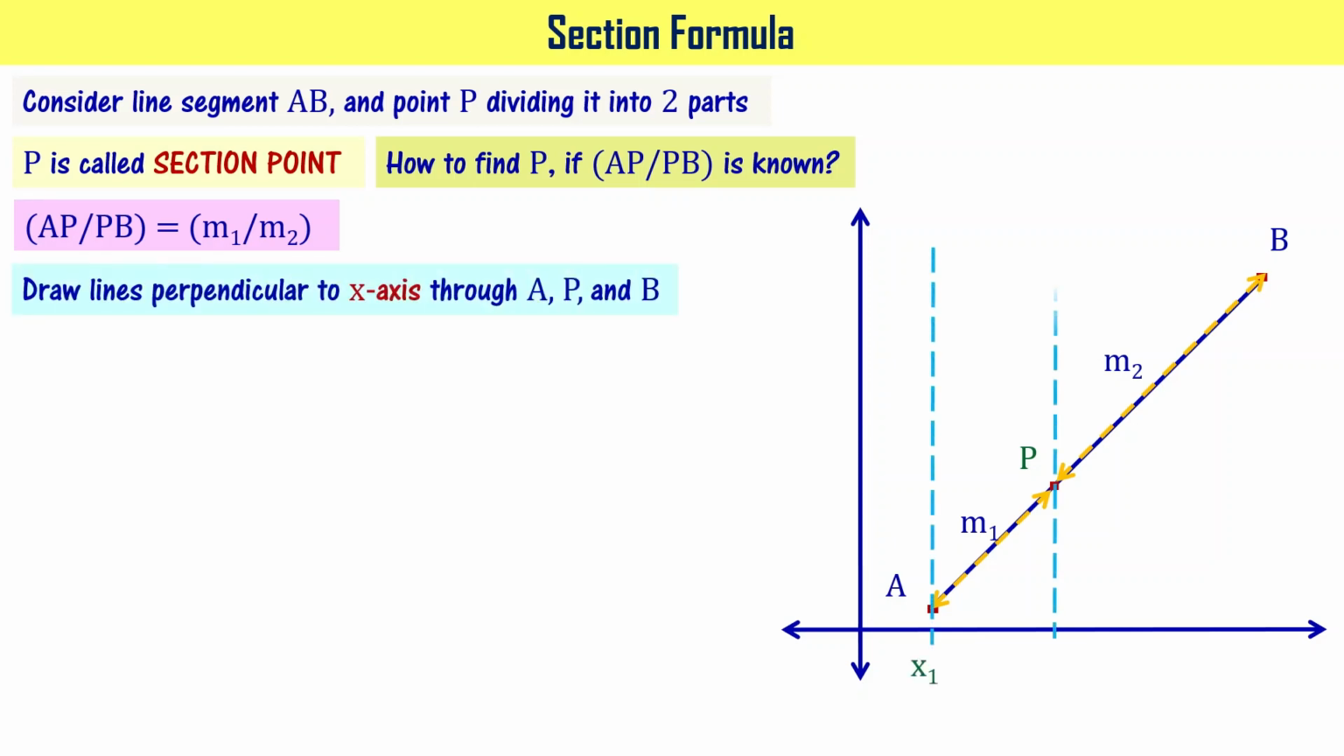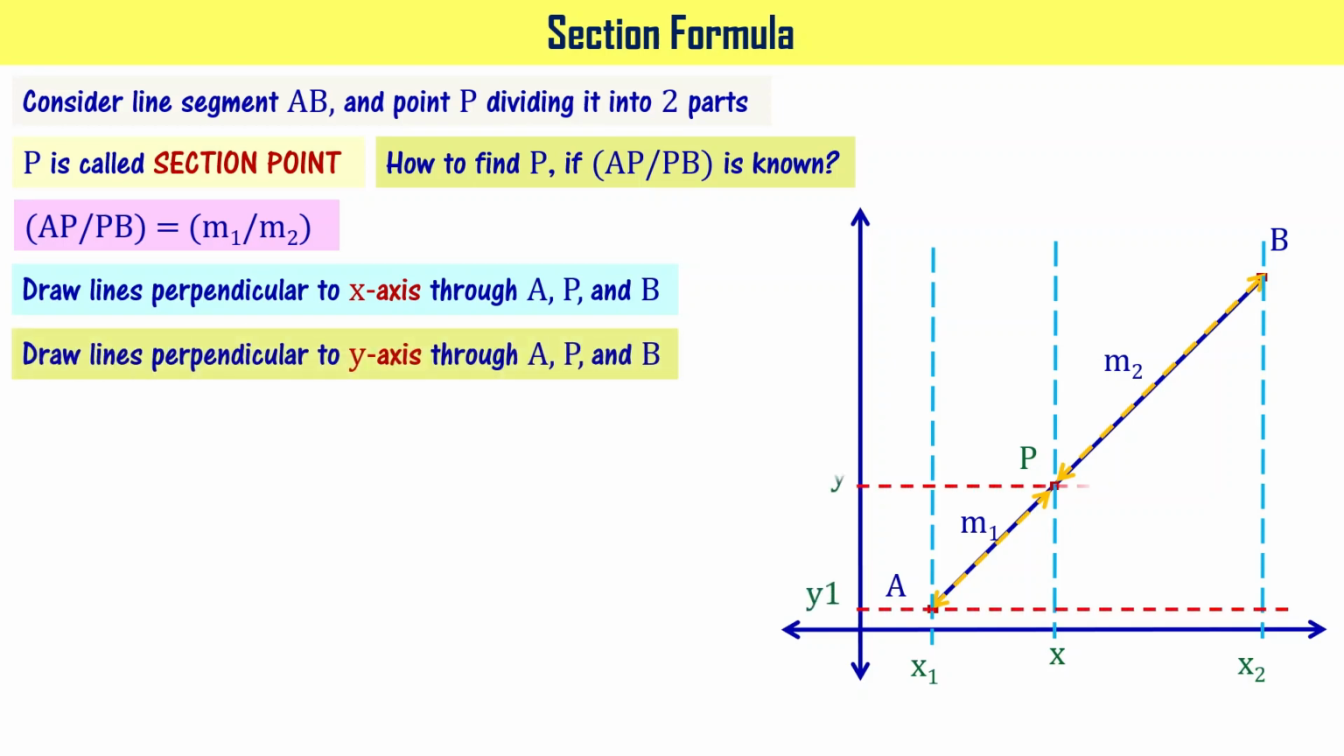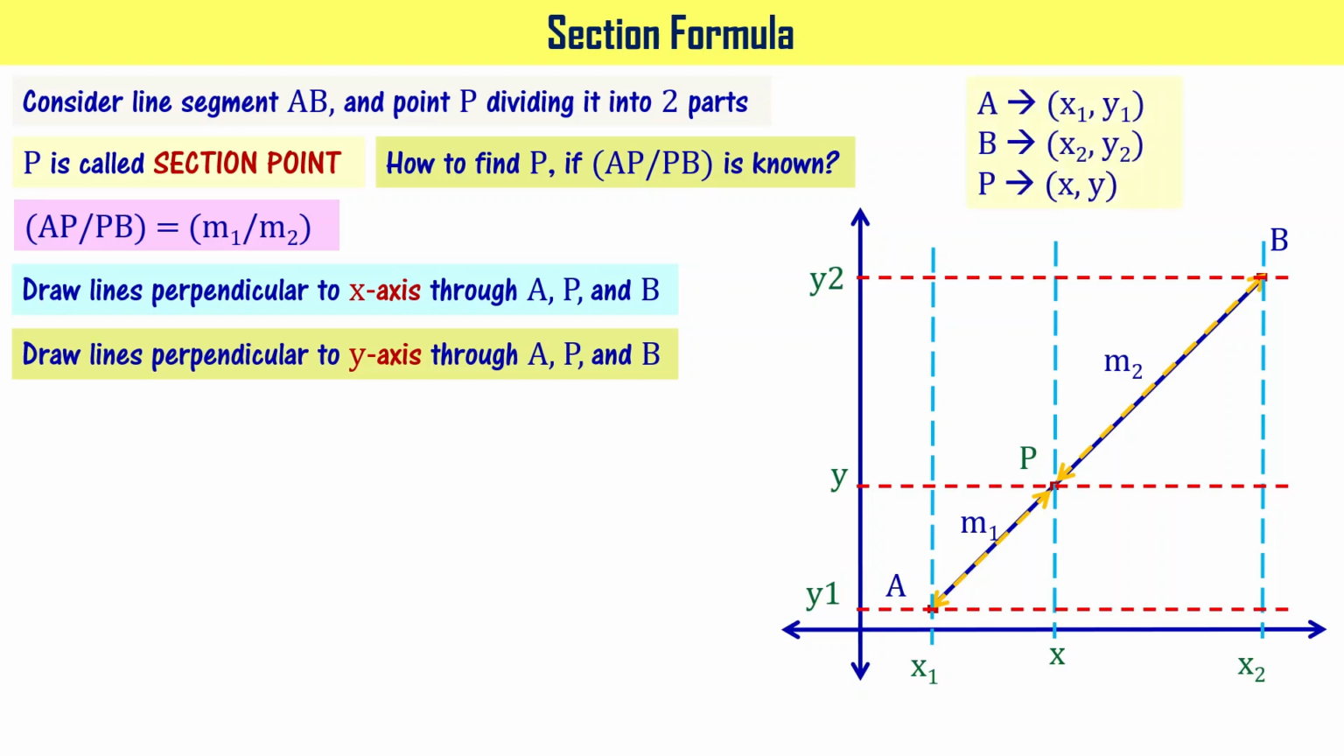Let's draw lines perpendicular to the x-axis through A, P and B as shown here. And now draw lines perpendicular to the y-axis through A, P and B as shown here. As you see here, A equal to x1 comma y1, B equal to x2 comma y2 and P is x comma y, right?